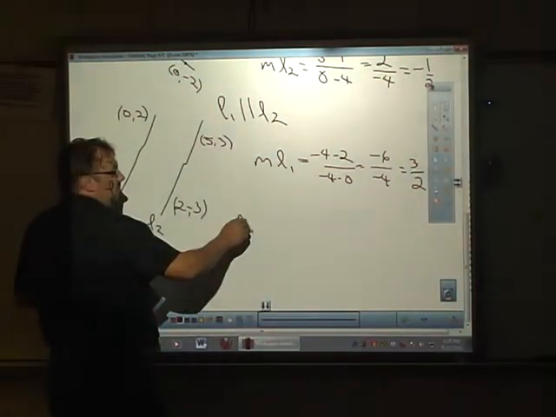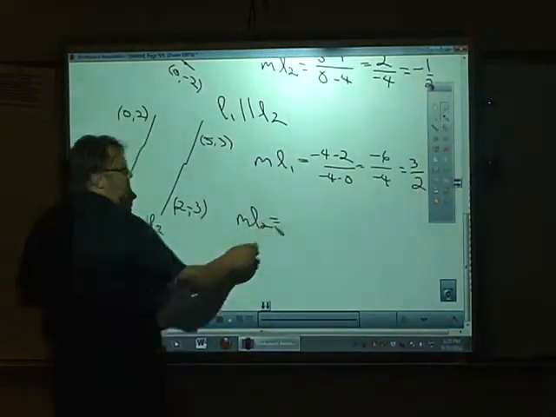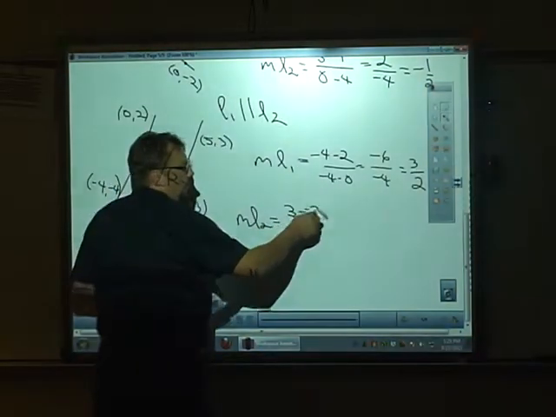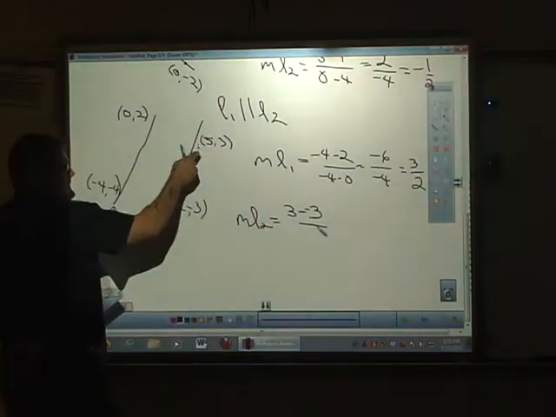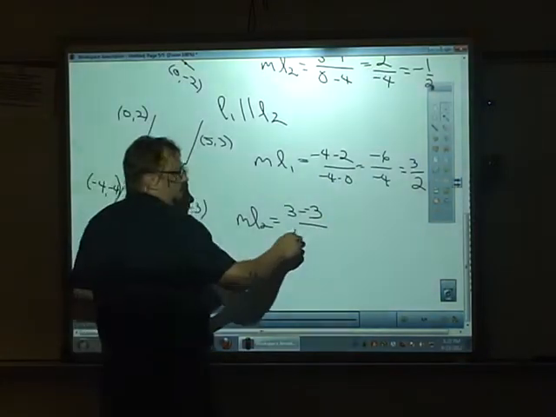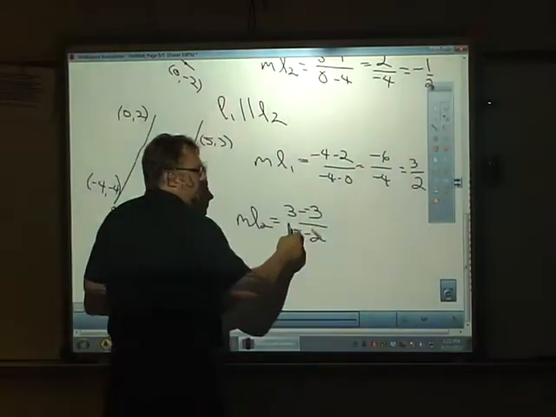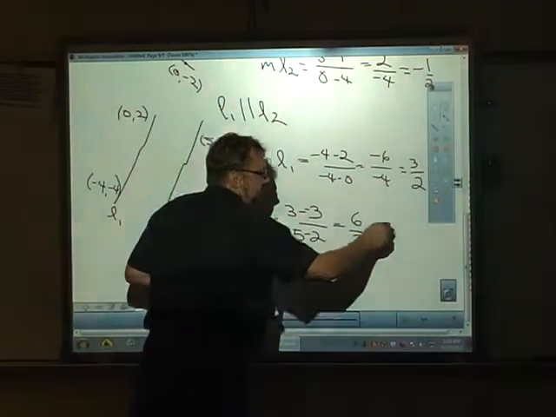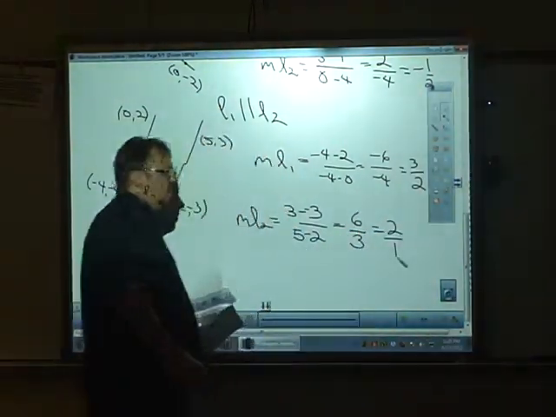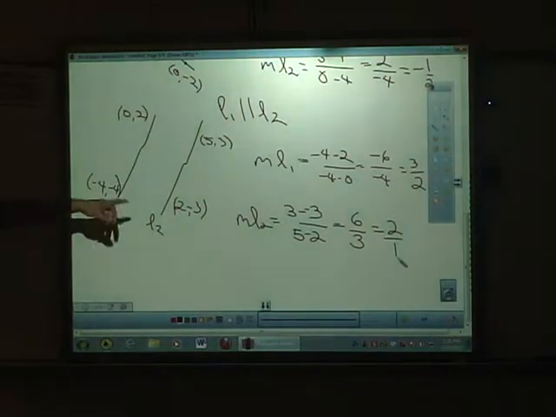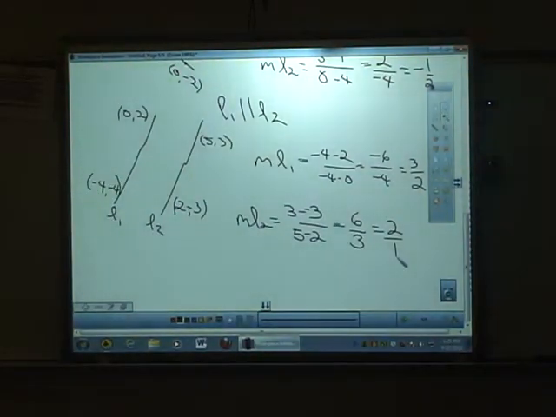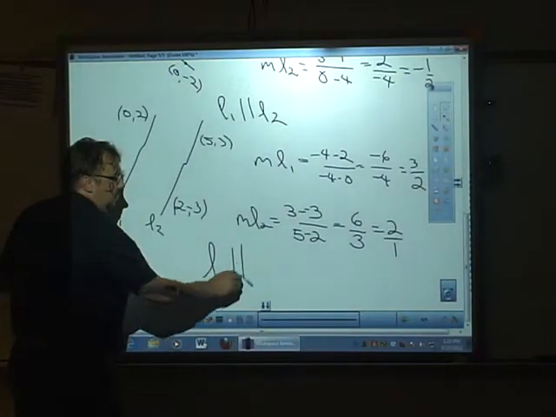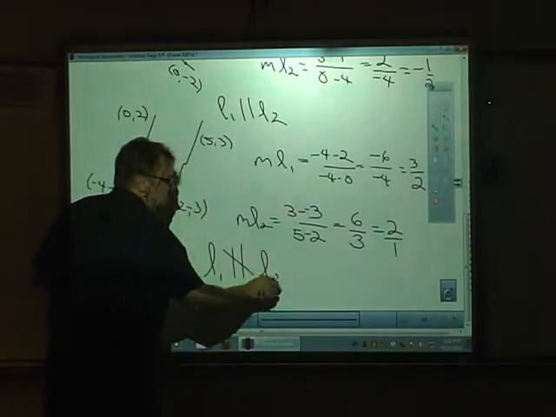Let's find the slope of the second line. This is going to be 3 minus a negative 3 on top, 5 minus 2 on bottom. So this will be 6 over 3, which will give us 2 over 1. Are these two the same slope? They are not. That means that you would say line 1 here is not parallel to line 2.